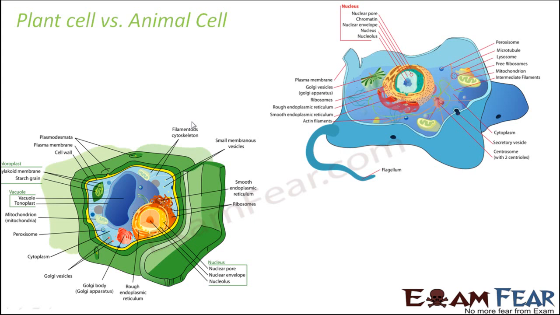So with this, we are going to end our discussion on eukaryotic cells. We are done with almost most of the chapter, because the eukaryotic cell has everything. Now we will talk about the prokaryotic cell.